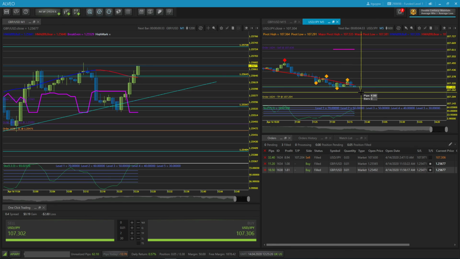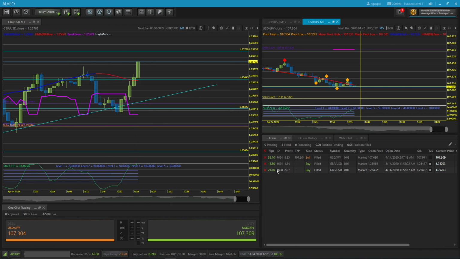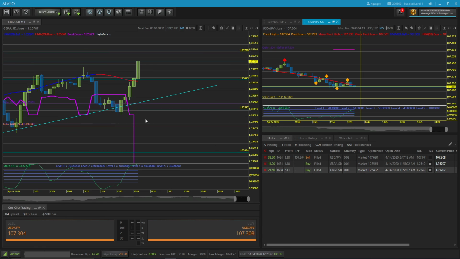The USD JPY has about 9 or 10 pips it needs to go to hit our take profit. So we'll wait to see if that happens. If that's true, this will pull our stop loss up, in the win range.